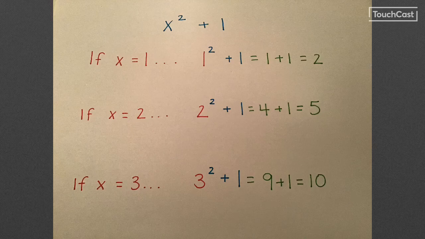So we call this pattern an exponential pattern, which means the answer gets bigger exponentially, meaning not equal increments, because the difference between 2 and 5 is smaller than the difference between 5 and 10. If this pattern continued and we did x equals 4, 4 times 4 would be 16 plus 1 is 17. So again, the difference between 10 and 17 is bigger than the difference between 5 and 10. So it's going up what we call exponential increments.